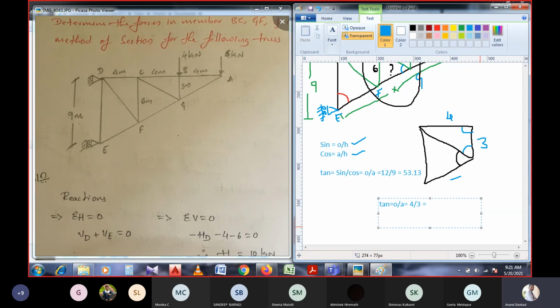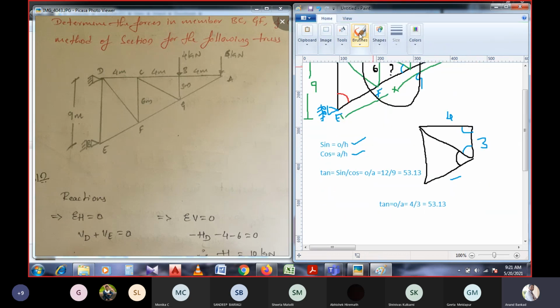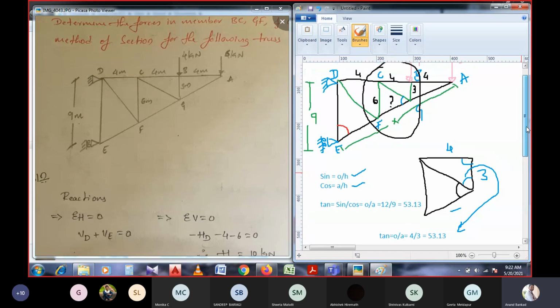Is equal to 53.13, right? Since it is 53.13, just observe the figure over here. This angle is nothing but 53.13. So now we need to calculate this one. So how do you calculate that?